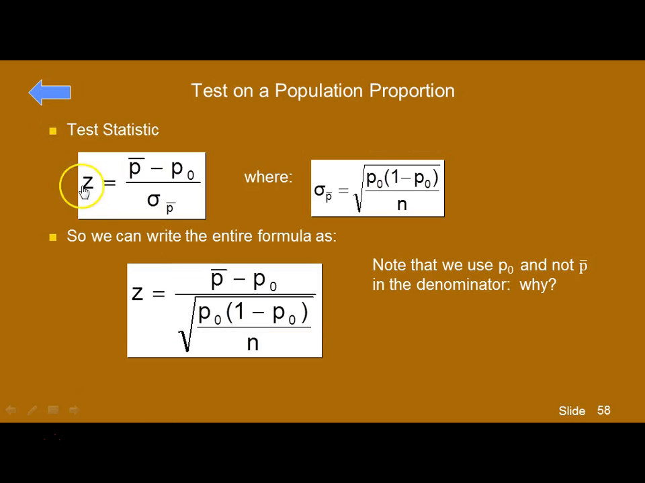The same is true with this formula. The numerator is just saying how far is my sample proportion away from what I have in the null hypothesis. I divide by the standard deviation. That's basically saying how many standard deviations away is it. Again, if it's a large number, we'll reject the null hypothesis, and if it isn't, we can't.